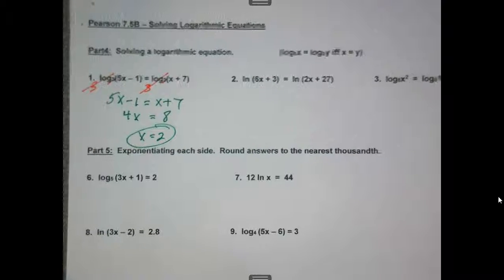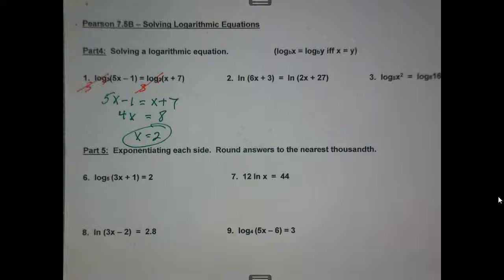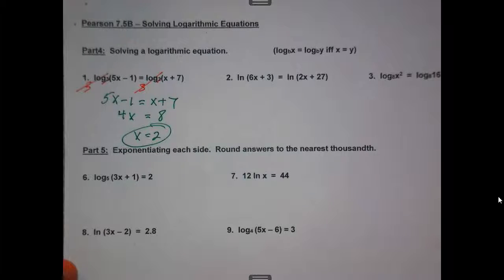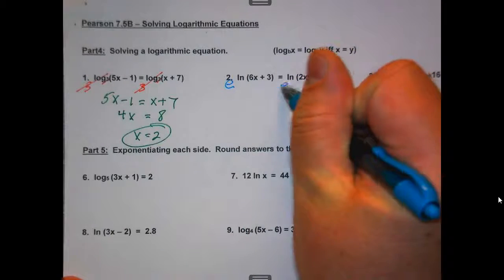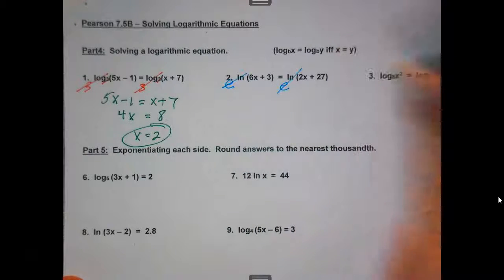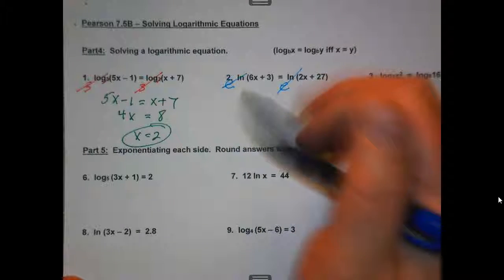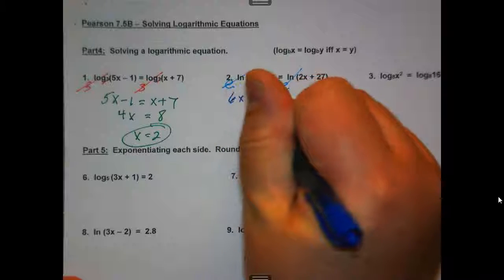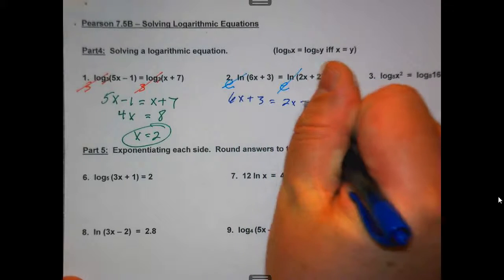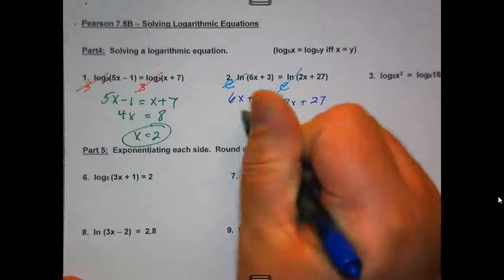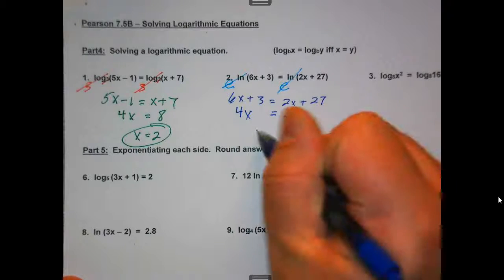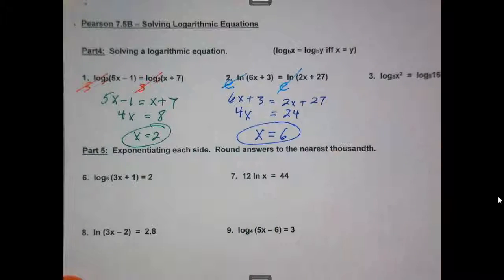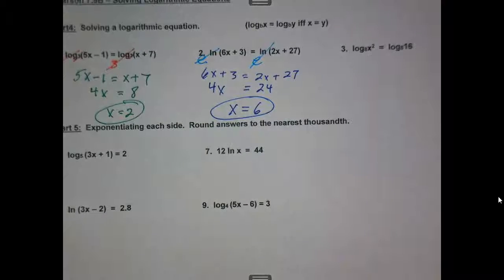How about number 2? What's the base of a natural log? That's right, e. E cancels out natural log. I get 6x plus 3 equals 2x plus 27. Subtract 2x from both sides gives me 4x. Subtract 3 from both sides gives me 24. What's x? Isn't this pathetically easy?